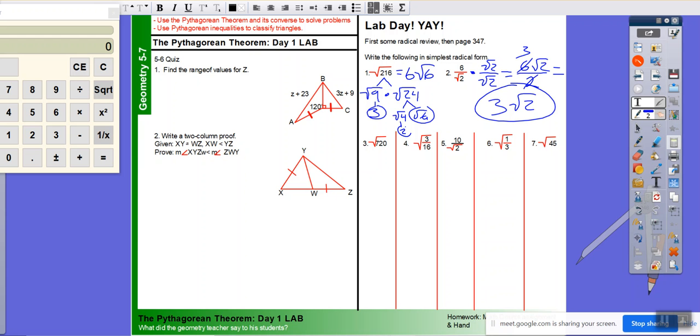All right. So, do you want to work on this one by yourself or do you want to work in pairs?